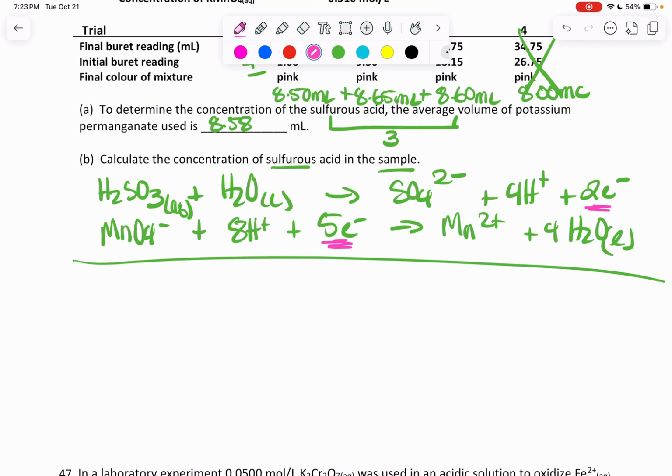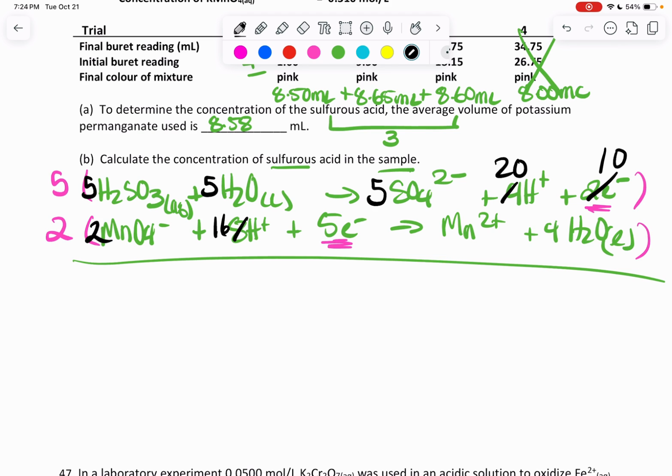I have 5 down here and 2 up here. So I'll just flip the coefficients as per usual. I'll multiply the top by 5 and the bottom by 2. So this would give me 5 sulfurous acids, 5 H2Os, 5 SO4²⁻, 20 H⁺, and 10 electrons. On the bottom, 2 MnO4⁻, 16 H⁺, 10 electrons, 2 Mn²⁺, and 8 waters.